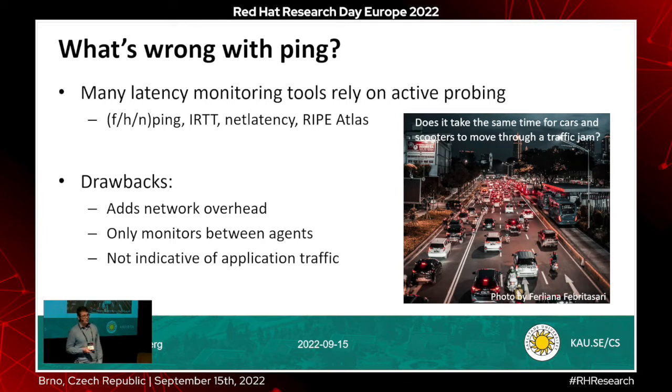So trying to monitor application network latency with active network monitoring is a little bit like trying to find out how long cars are stuck in a traffic jam by sending out a guy on a scooter and measuring the time it takes for this guy to get through the traffic. In some places, maybe the scooter has to actually sit around in the same queues as the cars, and then you might actually get some relevant latency data.